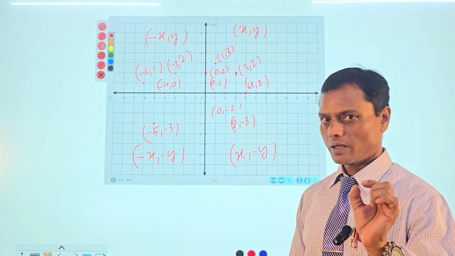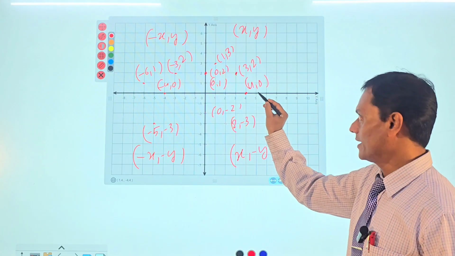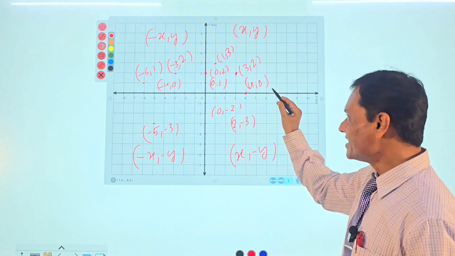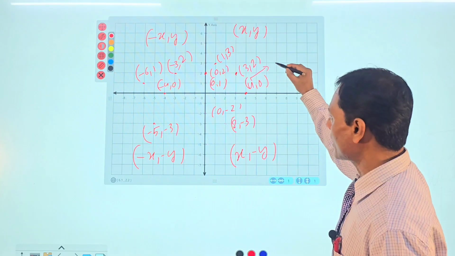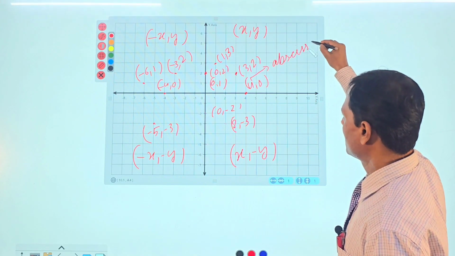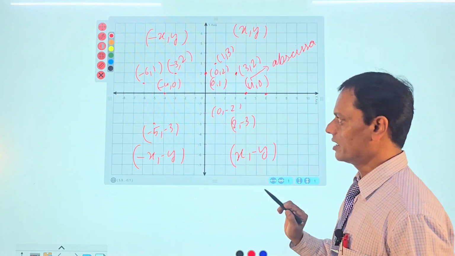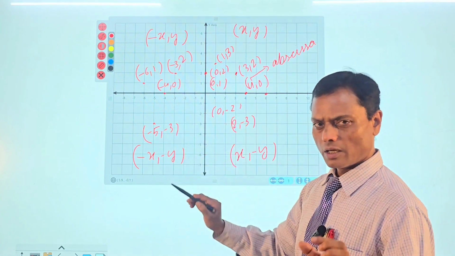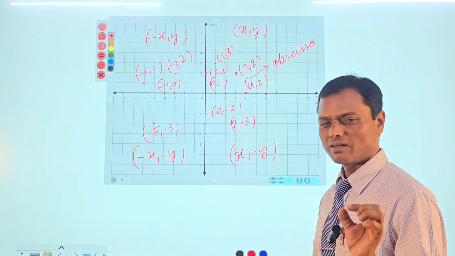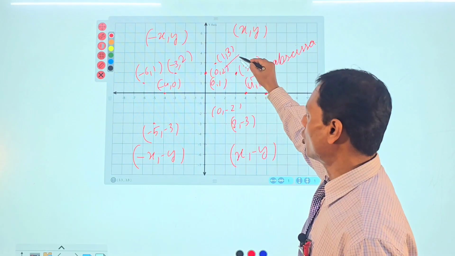One thing I am going to tell you: if you have any point on the x-axis, like 4 comma 0, we say this 4 is called the abscissa. Don't forget that. If this point is 6, then 6 is the abscissa. Here minus 3 is the abscissa. But if the point is on the y-axis, that's the ordinate. Here you can say this 2 is the ordinate, okay? Ordinate.